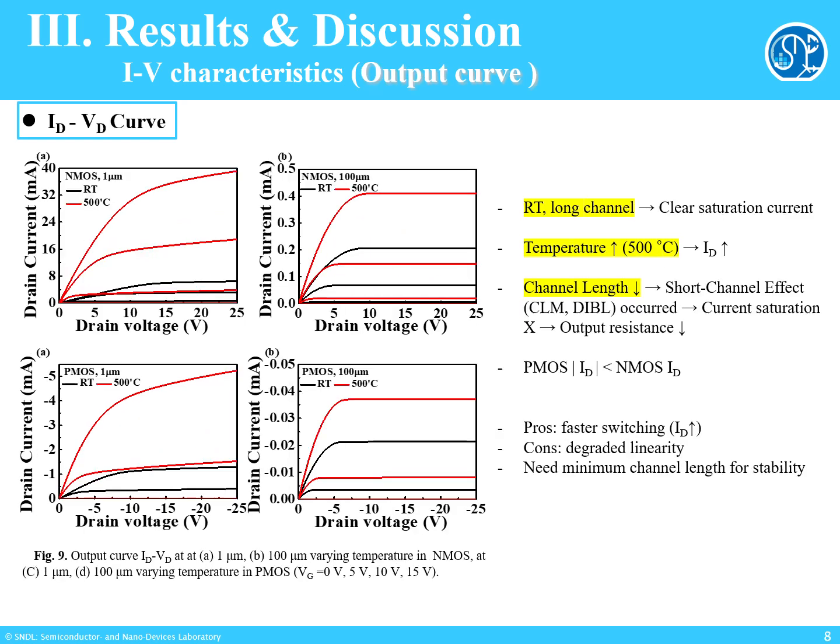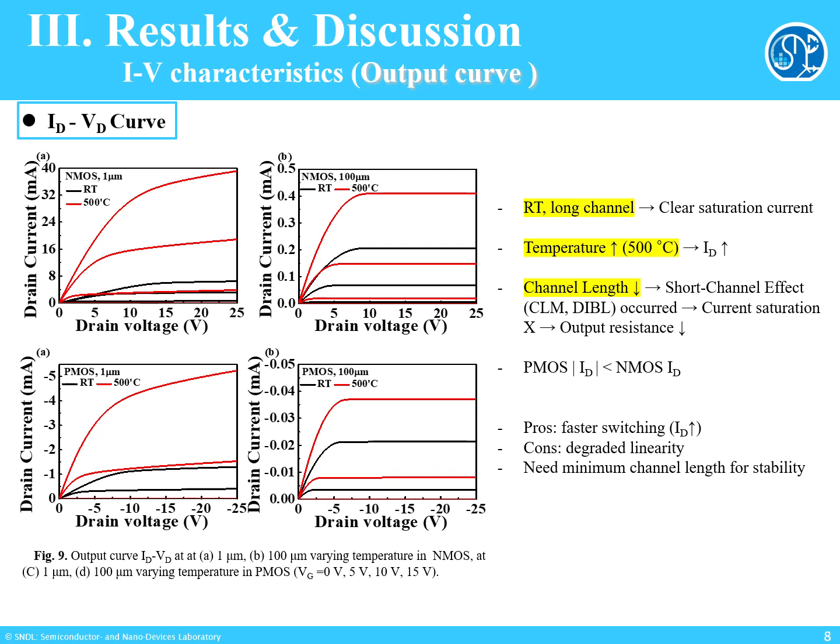Next is the output characteristic. At room temperature and with a long channel, the MOS shows a clear saturation current. But when the temperature rises to 500 degrees, the drain current keeps increasing even after saturation. This comes from short channel effects, where both channel length modulation and DIBL reduce the output resistance. When the channel length becomes shorter, these effects become more severe.